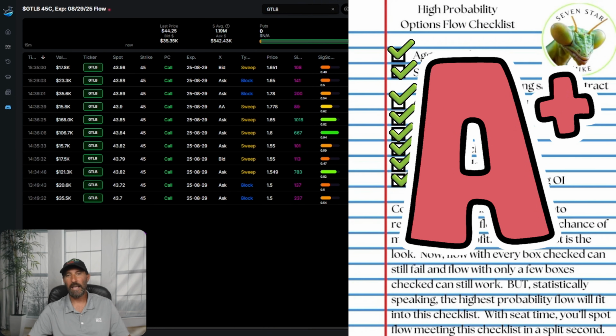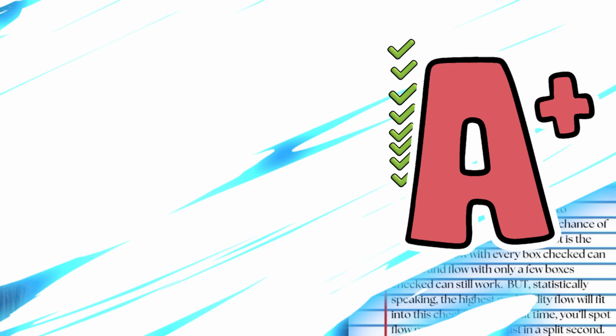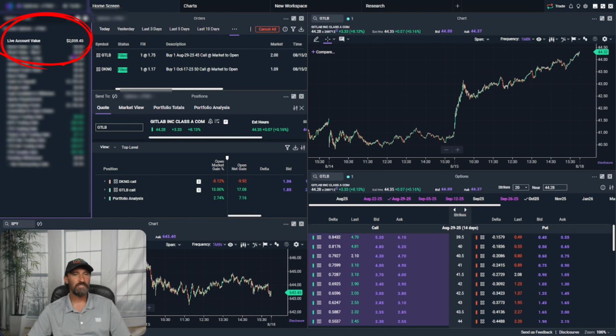And let's take a look at the small accounts. So this is the $2,000 account. You can see right there, I did buy a single contract for 175. Now, some people would say you can be more aggressive with this, but in a $2,000 account, I don't want to put too much risk into a single position.